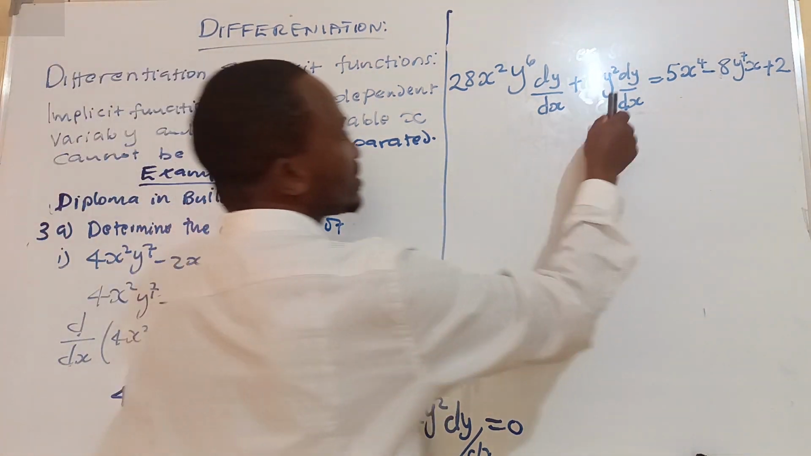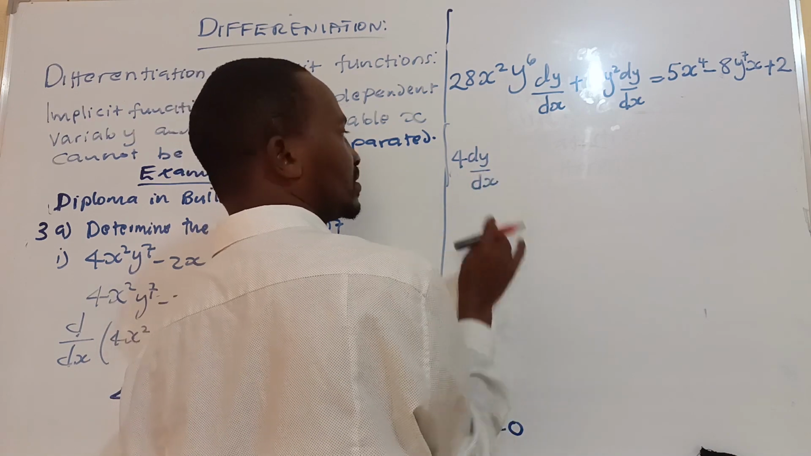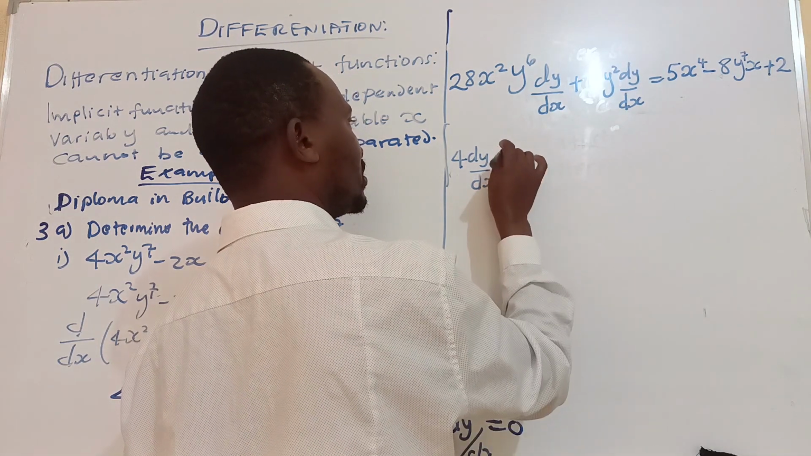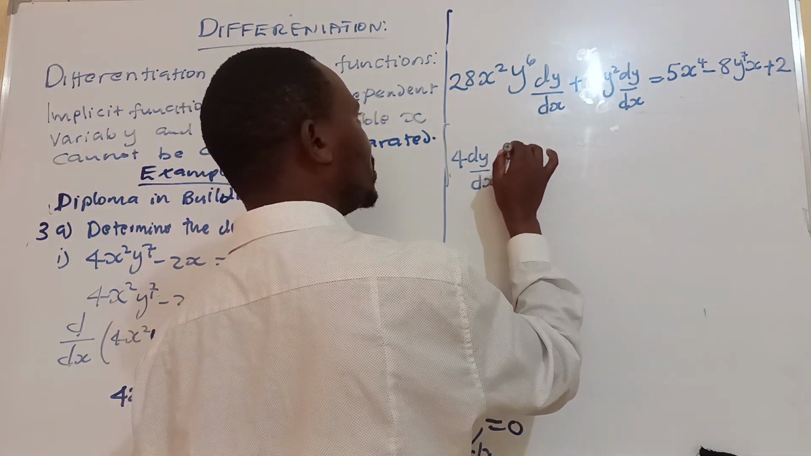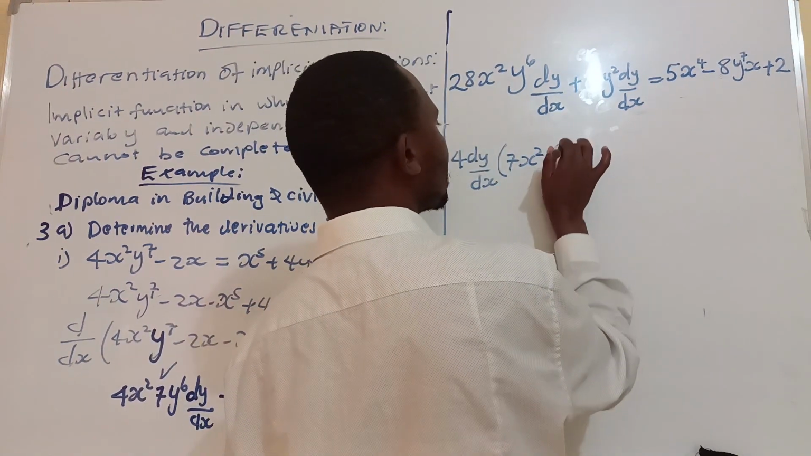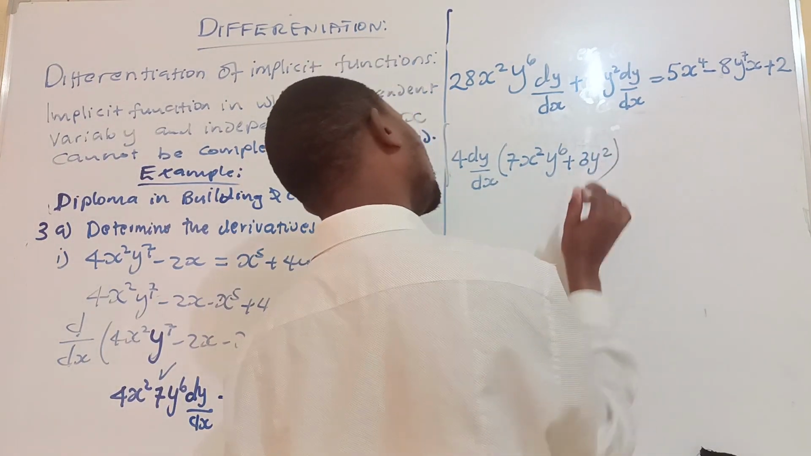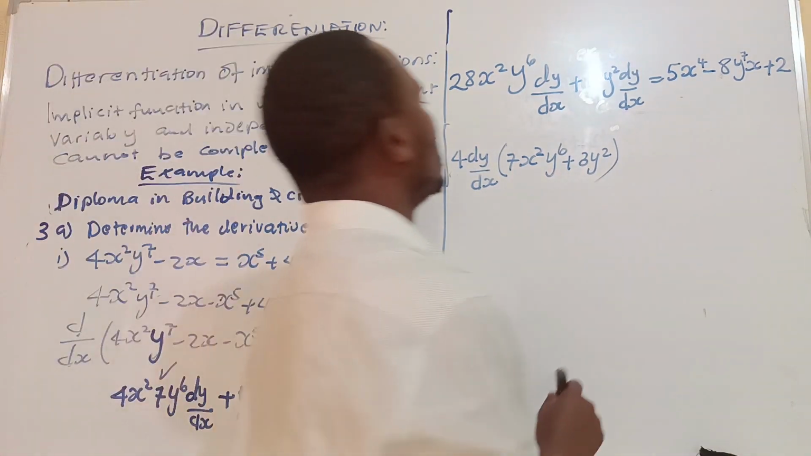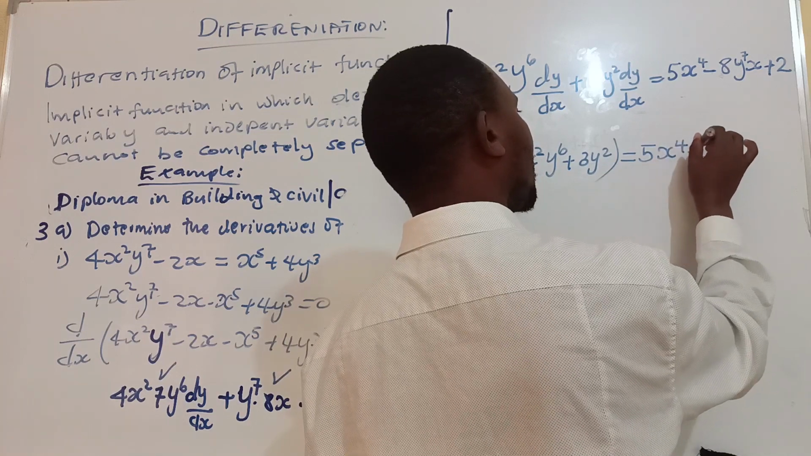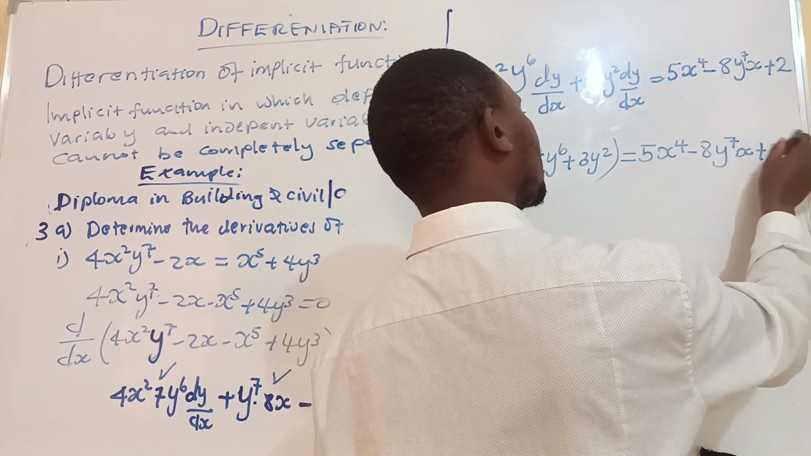Now here you factor out dy/dx. 4 dy/dx into 7x squared y power 6 plus 3y squared is equal to 5x power 4 minus 8y power 7 x plus 2.